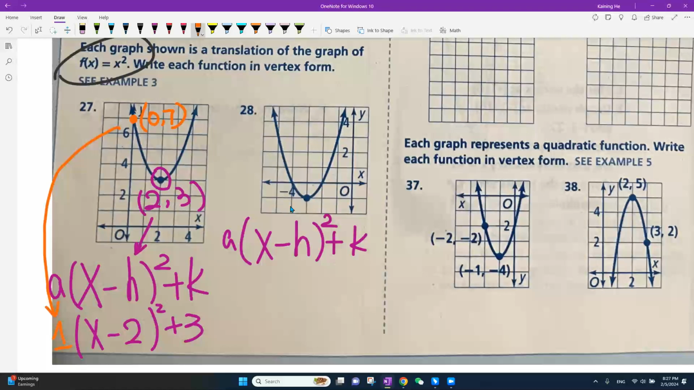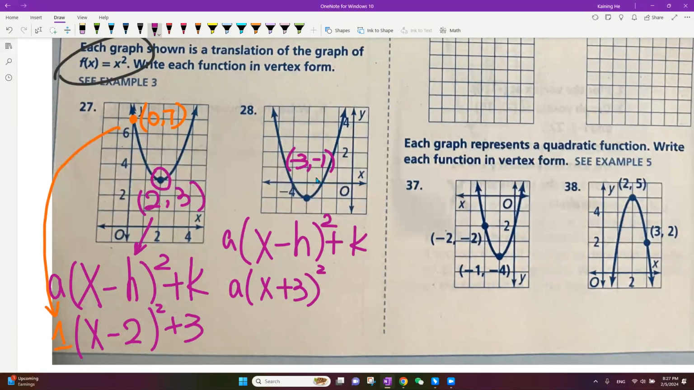Okay, let's try number 28. What's the first step, just like what we did? The first step is finding the vertex, which is negative 3, comma negative 1. Wonderful. Now in here, that means I'm going to replace it with x plus 3. Don't forget, since you're moving to the left, crazy x.